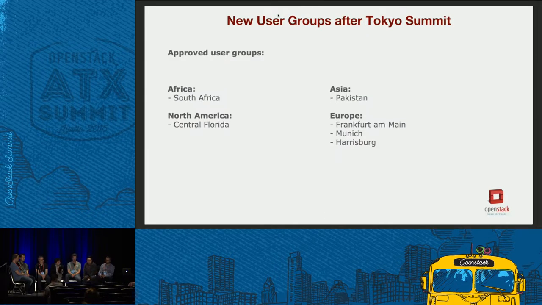So, who is going to talk about the new user groups? Actually, since Tokyo, we had some new user groups approved. We have a new user group in South Africa, a brand new one in Central Florida, and a very active one in Islamabad, Pakistan, and some restructuring happened in Germany. Maybe Christian can give a little insight. We started in Germany to approve the existing user groups, and we had good progress. We now have, I think, 4 official user groups in Germany, and that's really good progress in restructuring the existing user groups.